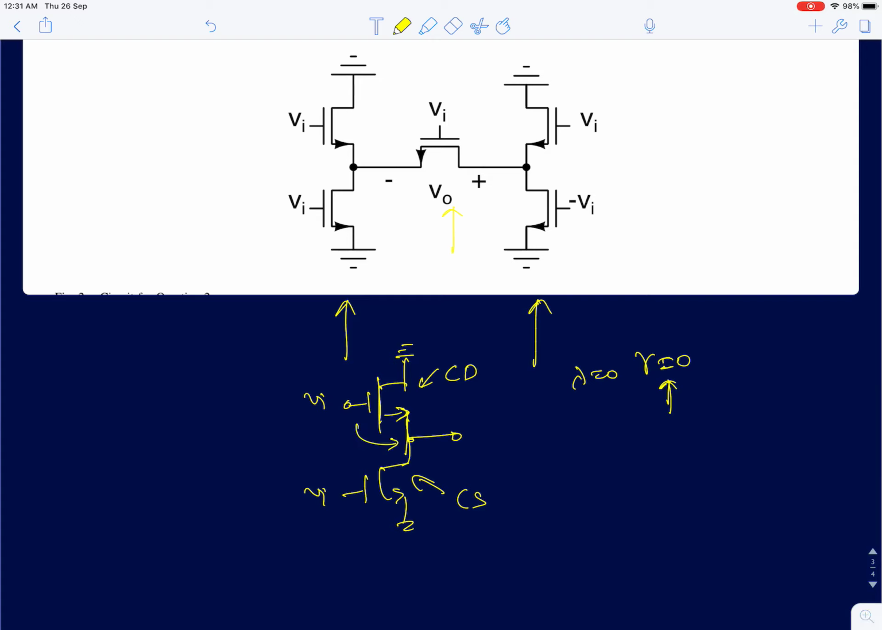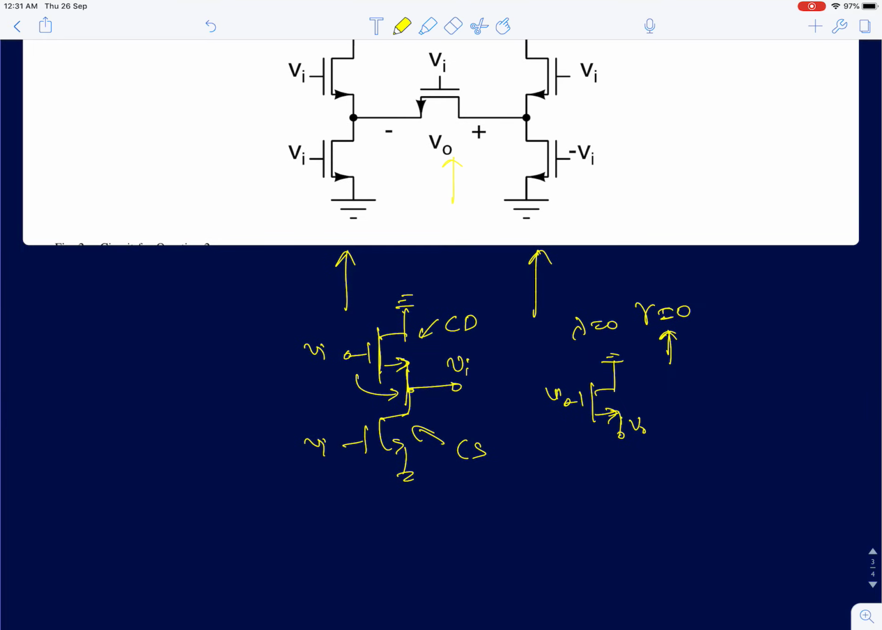So first I'll find the common drain configuration. The gain of a common drain configuration, if R0 is infinity, is simply equal to 1. We have already discussed this in single stage amplifiers. It's simply equal to 1. So VA will appear as it is. Now to find the gain of the other guy, I'll just have to ground this and find the gain from VI to V0 to this point.